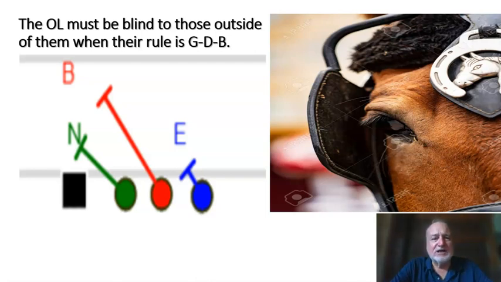He must be blind to those outside of him when their rule is gap down backer, because everything that matters to them is inside. If it's power right, their rule is gap down backer. They're only concerned with what's inside of them.